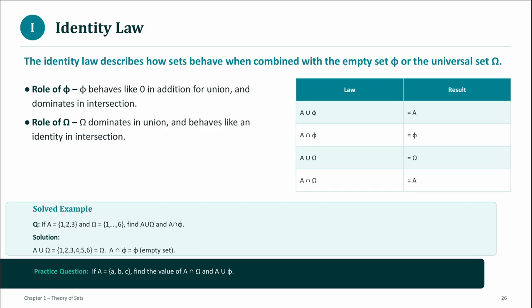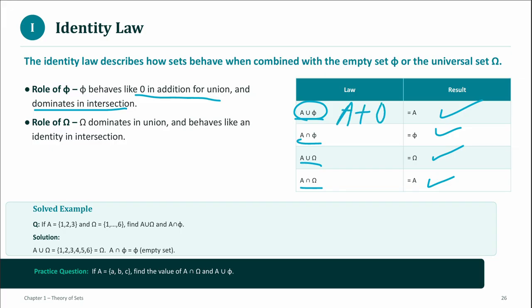Now let us come to the identity law. The identity law describes how sets behave when combined with the empty set or the universal set. When we combine A with phi, that means A union phi, we get A. When I'm doing A intersection phi, I'll get phi. When I'm doing A union the universal set, I'll get the universal set. When I'm doing A intersection the universal set, I'll get only A.